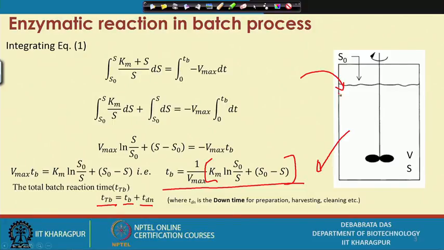And what do you mean by that? Downtime means that there is no reaction. So, sometimes downtime we also call idle time. What is idle time? Idle time means no reaction takes place. That is why we call it idle time.